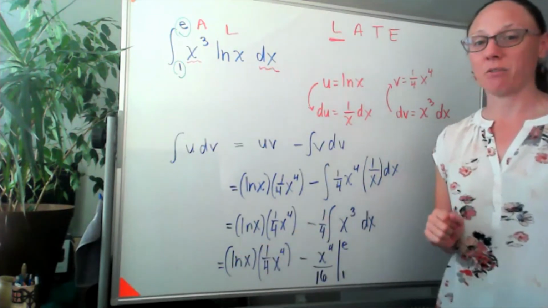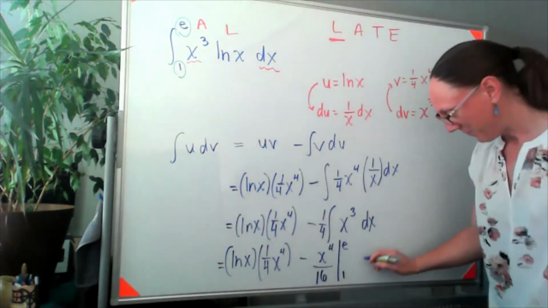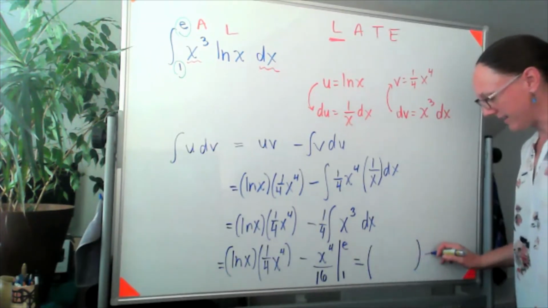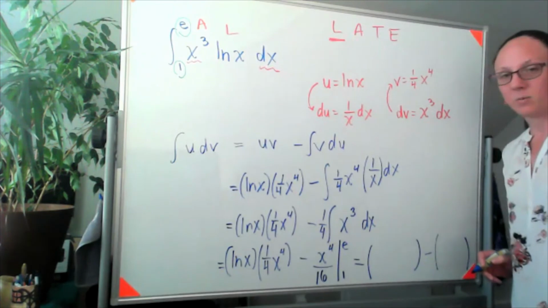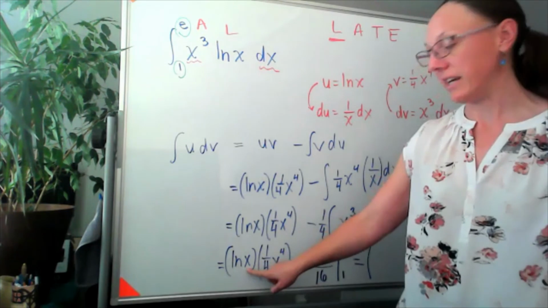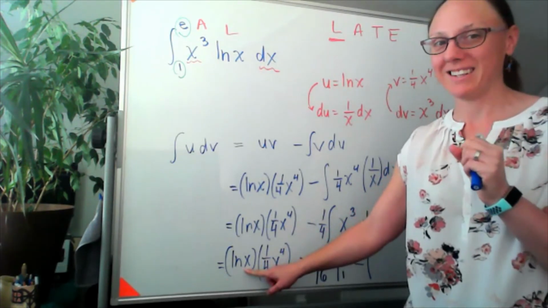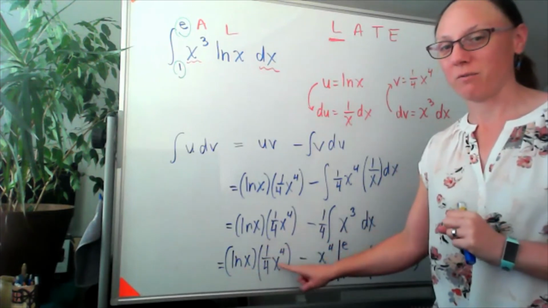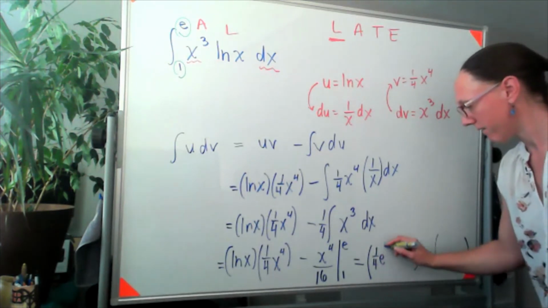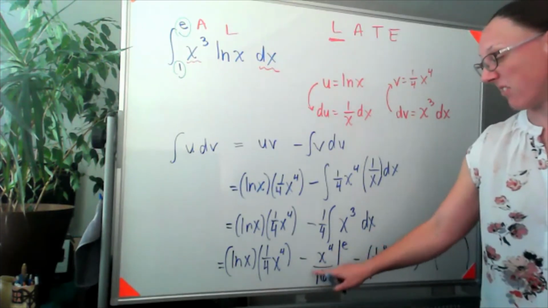I did not leave myself enough space here, but I'm gonna try. So I'm going to plug in e and subtract off plugging in 1. We'll see how it goes. But I'm kind of going to talk through this. So if I plug in e, natural log of e is 1. So then I'll have 1/4 e to the 4th minus 1/16 e to the 4th.